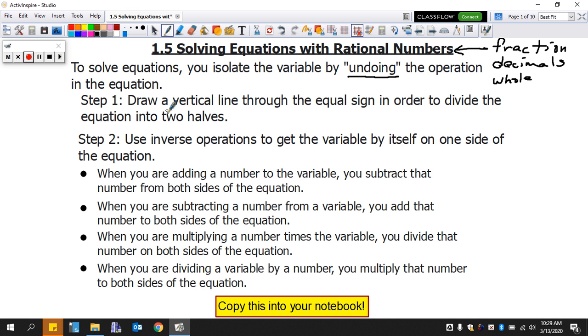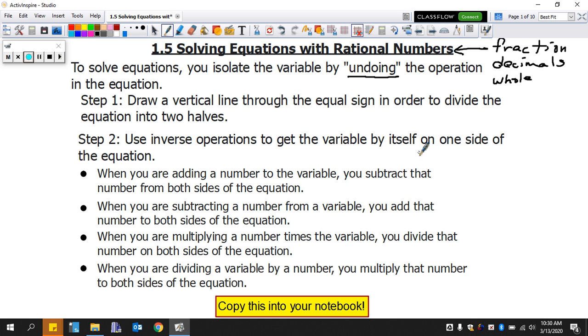But the first step, always the first step, is that you're going to draw a vertical line through the equal sign in order to divide an equation into two halves. Because whatever you do on one side of the equation, you have to do the same thing on the other side of the equation. And then the second step is to use the inverse operations to get the variable by itself on one side of the equation in order to isolate the variable.